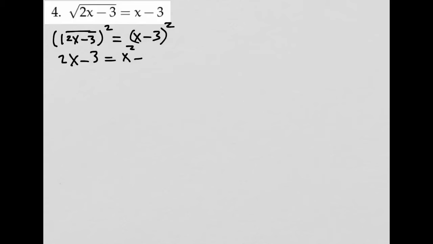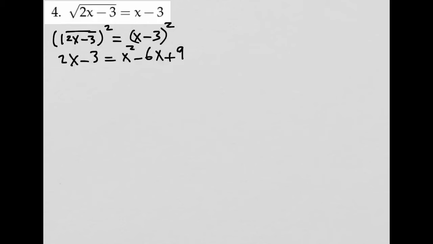Example 4, let's solve the equation square root of 2x minus 3 equals x minus 3. We start out by squaring both sides to get rid of the radical on the left-hand side of the equation. So, square root of 2x minus 3 squared equals x minus 3 squared. 2x minus 3 equals x squared minus 6x plus 9.